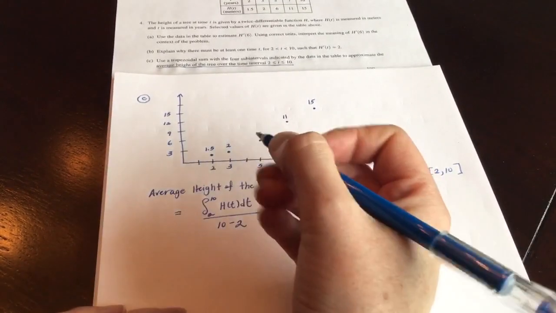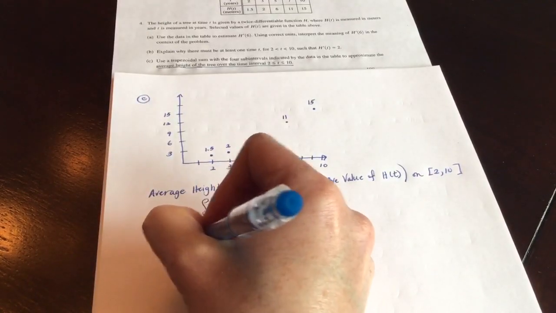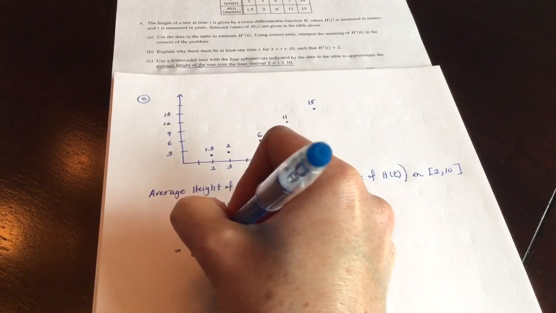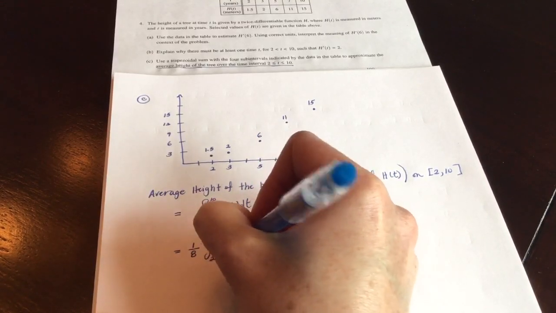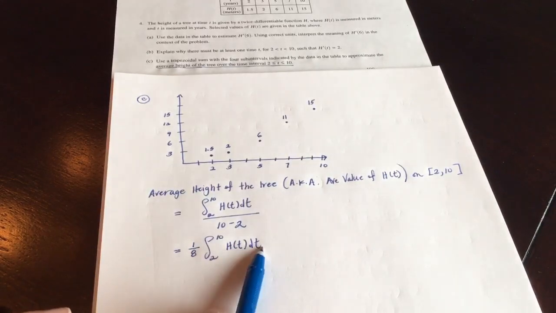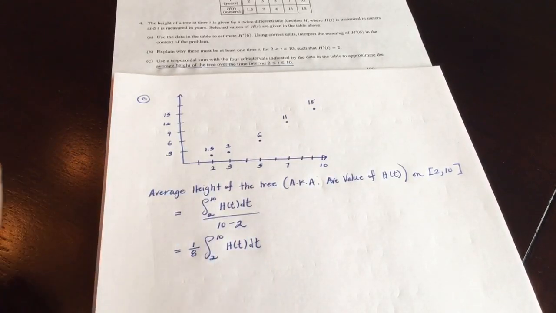I'm going to write this a little simpler. Instead of dividing by 8, I'm going to write it as 1/8 times the integral from 2 to 10 of h of t dt. Okay, now let's talk about approximating this the way that they want you to.